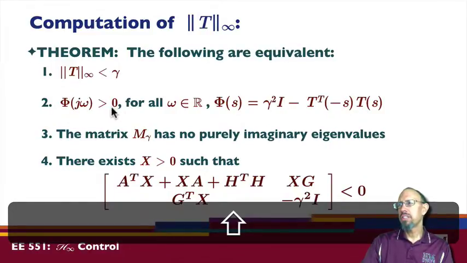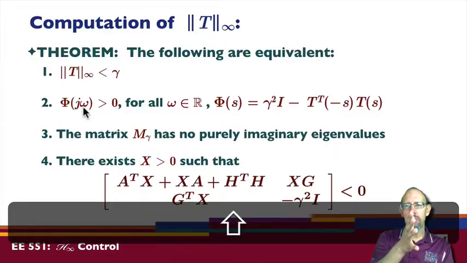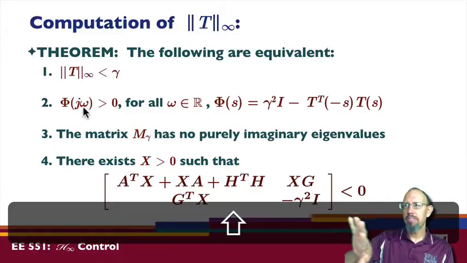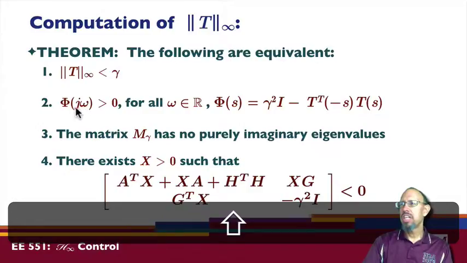So phi is positive for all omega, for all real values of omega, when S is equal to j omega. Remember, S equal j omega is the stability boundary for the system. If all your poles are in the left half plane, the stability boundary is the imaginary axis. And so we're basically calculating this quantity along the imaginary axis.